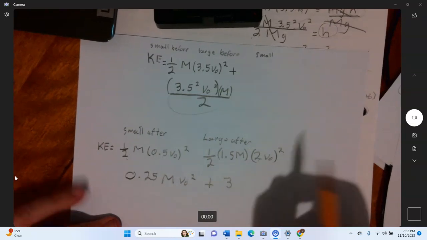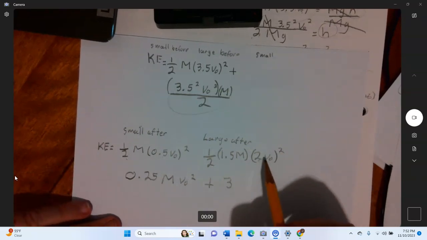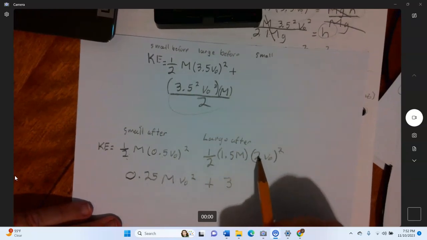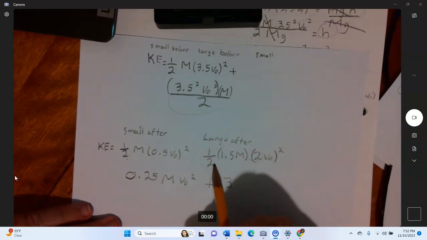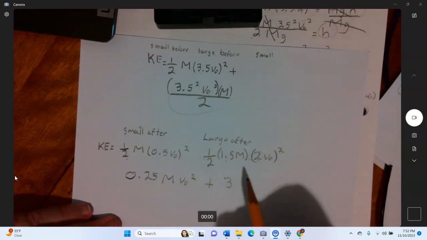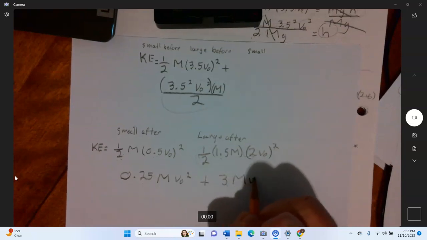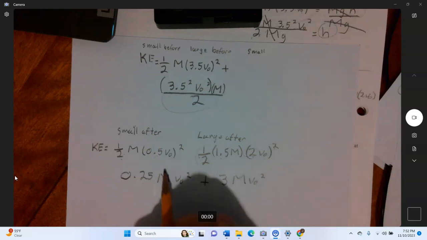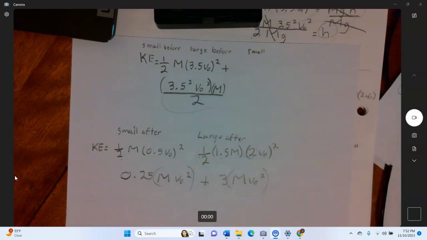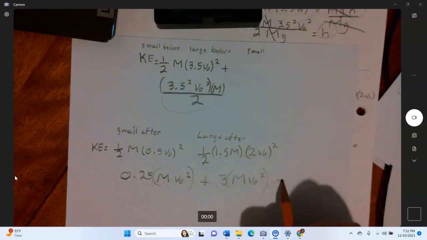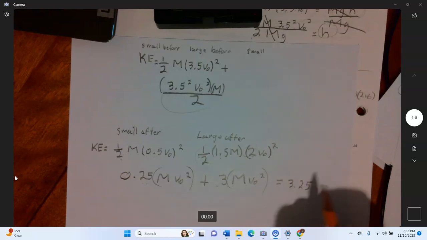Follow me on that again. Do the math however you want to. It's just arithmetic. 2 squared is 4. Then that 4 times 1/2 is 2. Half of 4 is 2. And 2 times 1.5, you can do it in any order of multiplication, is 3. Okay? Then we also have an M and a v0 squared. So the M v0 squareds are common, so you can add this. So 3 plus 0.25 is 3.25 M v0 squared.